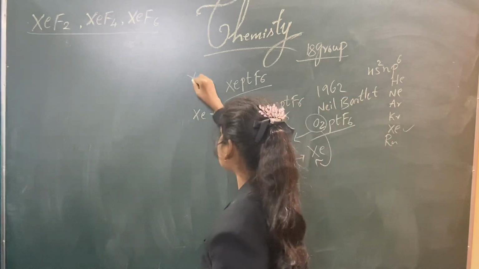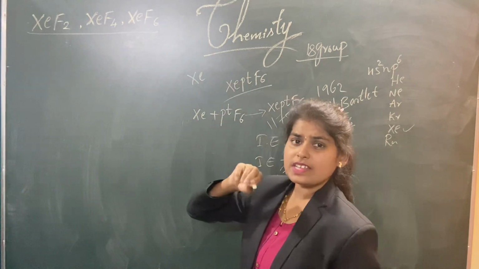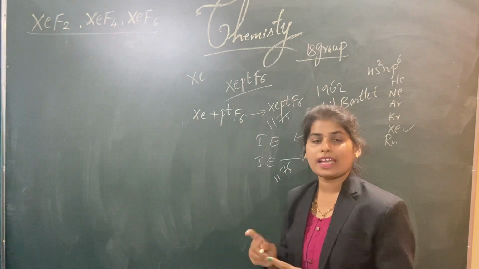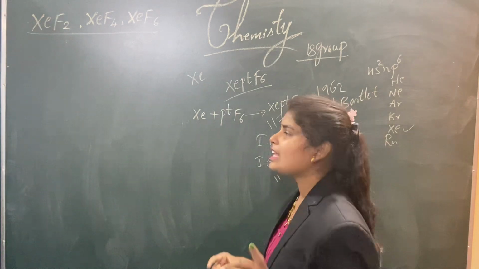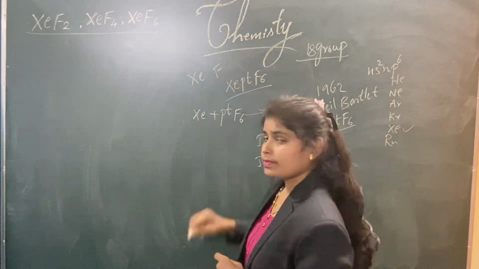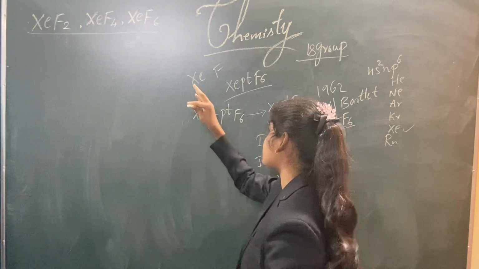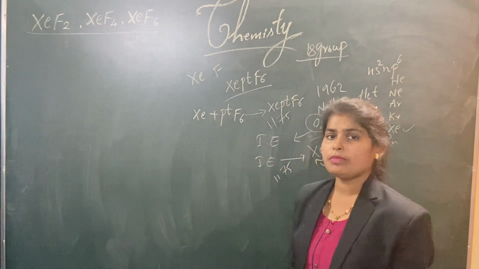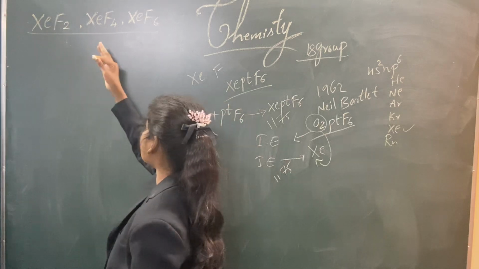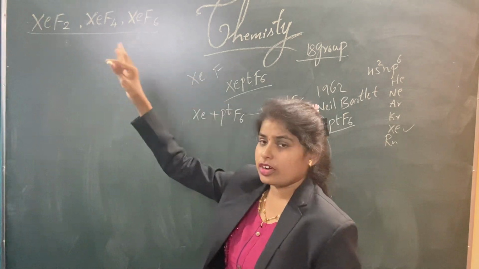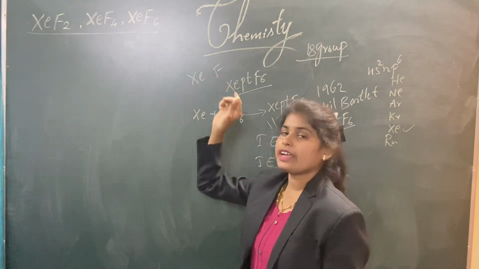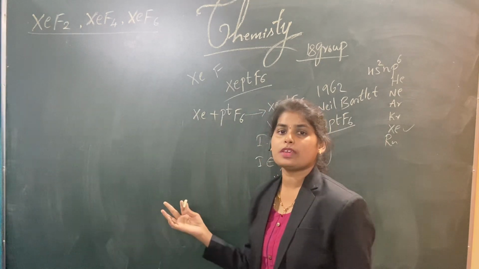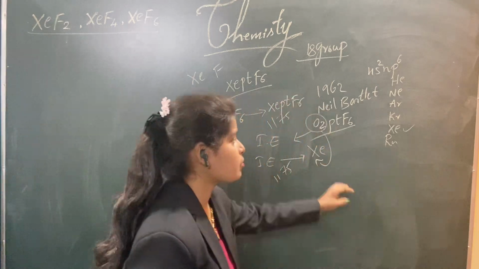Xenon is a highly electropositive element, so it can only react with a highly electronegative element. The highly electronegative element is fluorine. So he combined xenon and fluorine in reactions to form new compounds, and the compounds formed are XeF2, XeF4 and XeF6, that is xenon difluoride, tetrafluoride and hexafluoride. These are the three major compounds that xenon forms with fluorine.